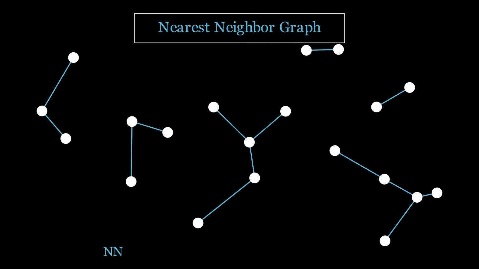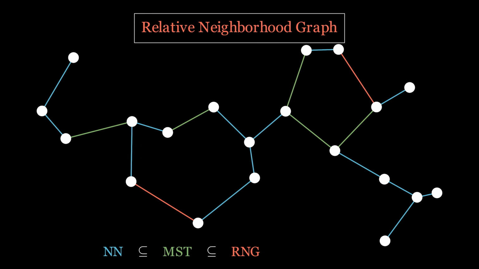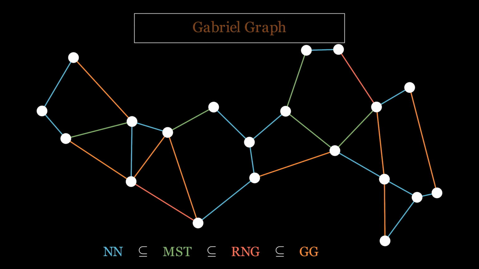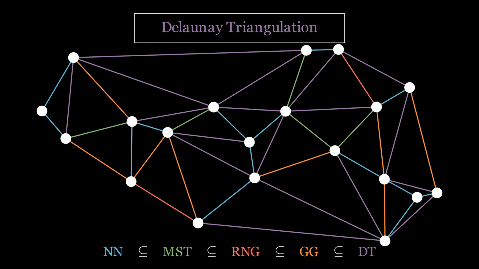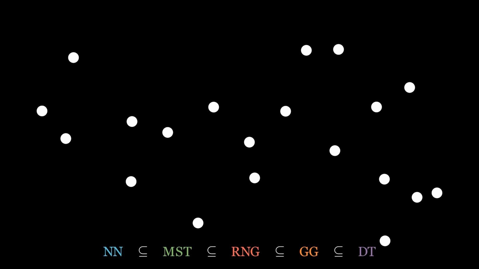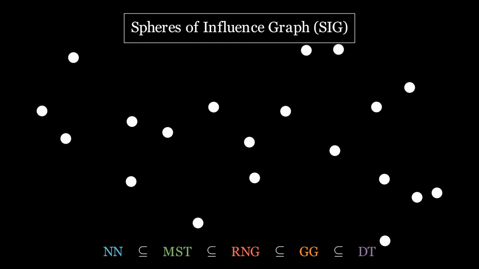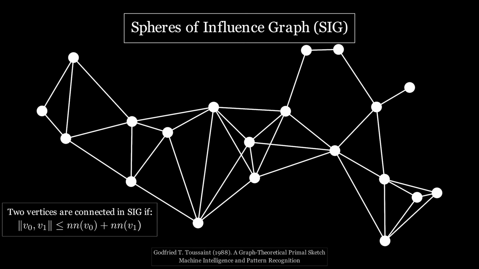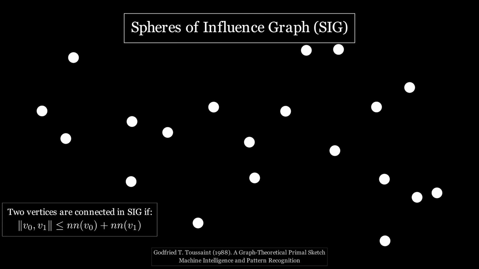The usual answers include the nearest neighbor graph, the minimum spanning tree, the relative neighborhood graph, the Gabriel graph, or the Delaunay triangulation. An outlier of this hierarchy, and the connecting thread of my thesis, was the Spheres of Influence graph, or SIG. First introduced by Toussaint, 2 points are connected in SIG if the distance between them is smaller than the sum of their nearest neighbors.